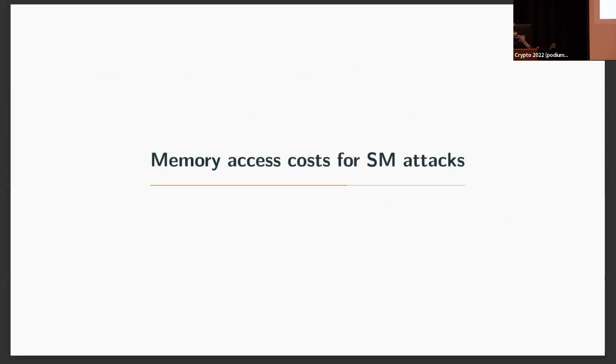So for our second contribution, we are not restricted to GeMSS and HFE anymore. Here, you have to imagine a random MinRank instance that you want to solve. And we are going to solve it using support minors. And here, what we try to do is analyze the memory access cost which can occur when we perform this kind of attack.